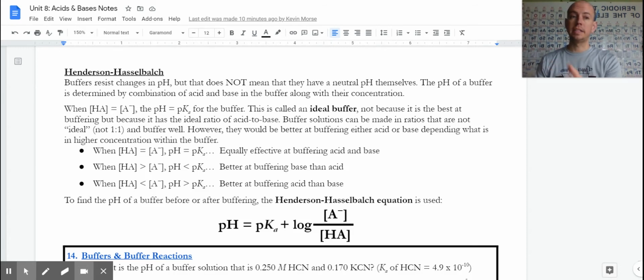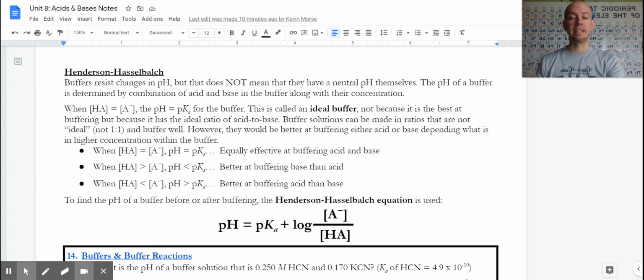Sometimes we would want a different ratio for a variety of reasons, but that ideal buffer means that we're just as good at neutralizing acid because I have the same amount of conjugate base as I am at neutralizing base because I have an equal amount of conjugate acid. If we wanted a buffer with a slightly higher or lower pH, we would just need to adjust the amounts of weak acid and weak base that I put into it.